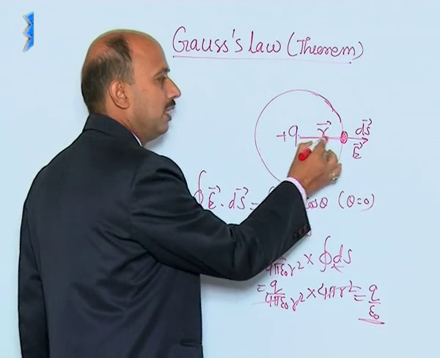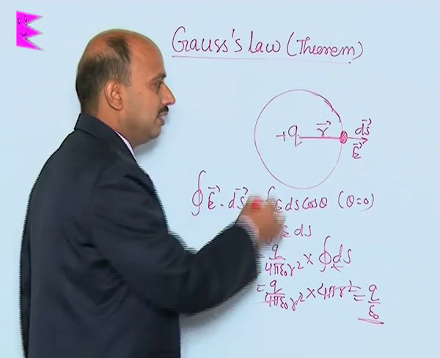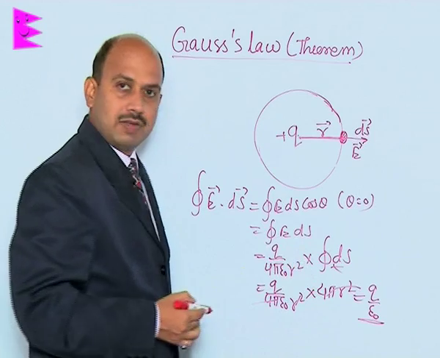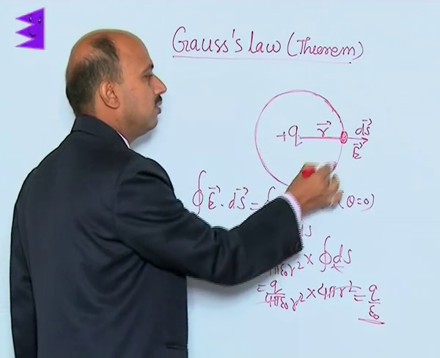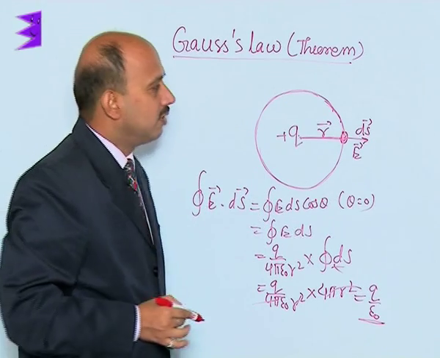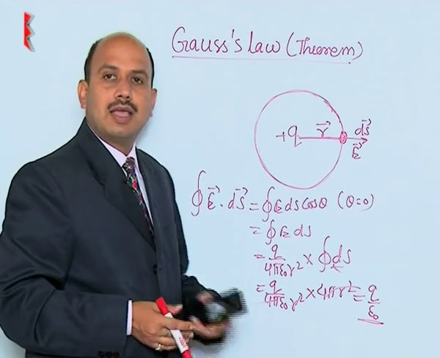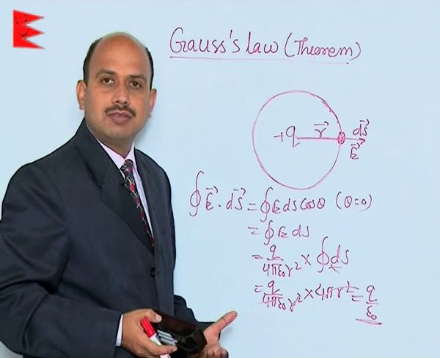And this sphere, when it is drawn for the calculation of the electric flux or the electric field, is known as a Gaussian surface. A Gaussian surface is drawn in such a way that at every point the electric field remains the same.